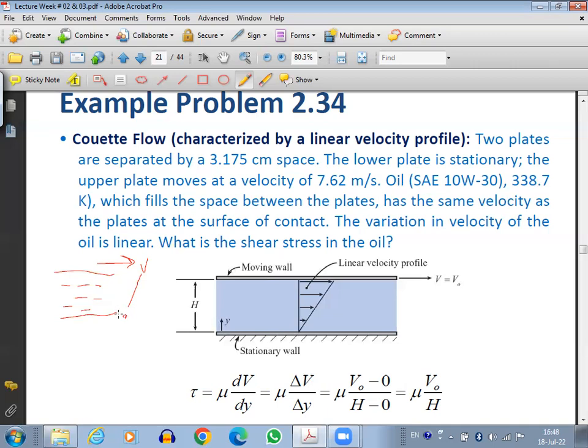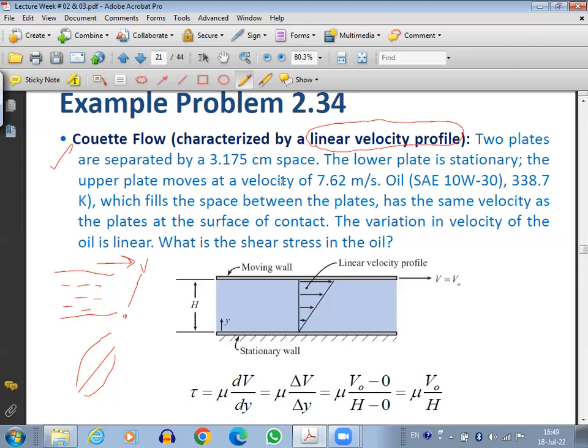Now the question is how is this increase? Is this increase linear, or like this, or like this? So these three are increasing, but what kind of profile is it? If the profile is linear, a straight line, then we call this flow a Cauchy flow. Cauchy flow is characterized by a linear velocity profile. This is something for a short question you should memorize. If I ask you in the exam, define Cauchy flow, the answer is: Cauchy flow is a flow which is characterized by a linear velocity profile. Simple, half line answer.